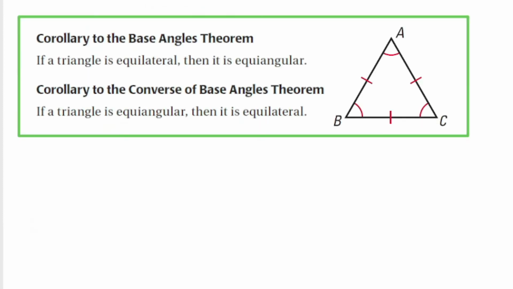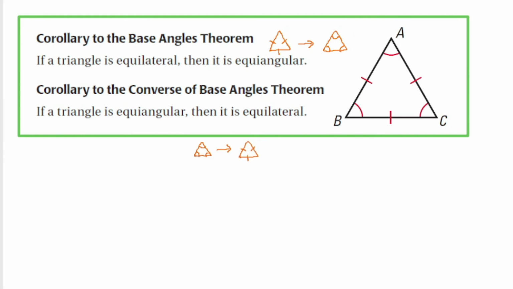I'm thinking that you probably already knew about this. Did you know that equilateral triangles are always equiangular and equiangular triangles are always equilateral? I could draw those same little if-then pictures for these two theorems. If equilateral, then equiangular. If equiangular, then equilateral.